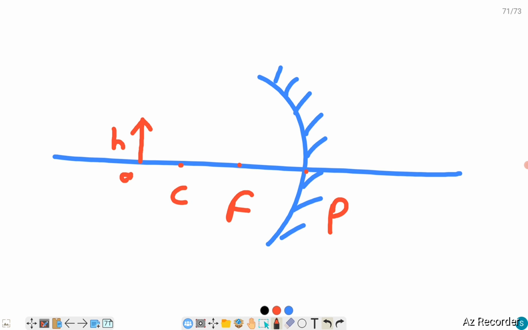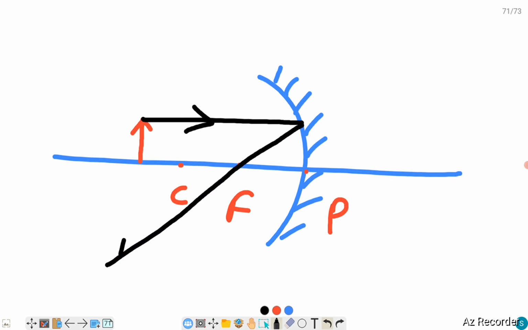Okay, now in the diagram you need not mark these two also. Simply for your understanding I am telling. As we said, we take the object with a single dimension, which is height, and the object is always placed above the principal axis. Okay, understand this. Now let me draw the first ray. The first ray is parallel to the principal axis and it will be passing through focus. This is the reflected ray.